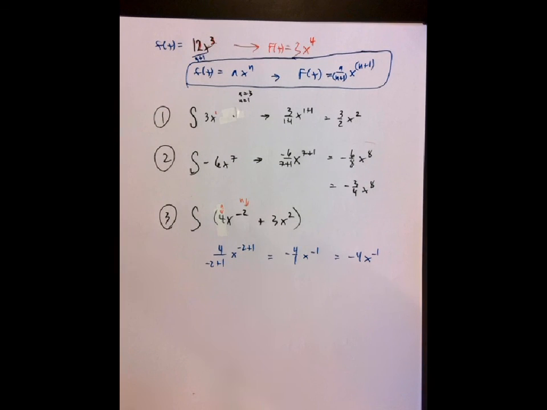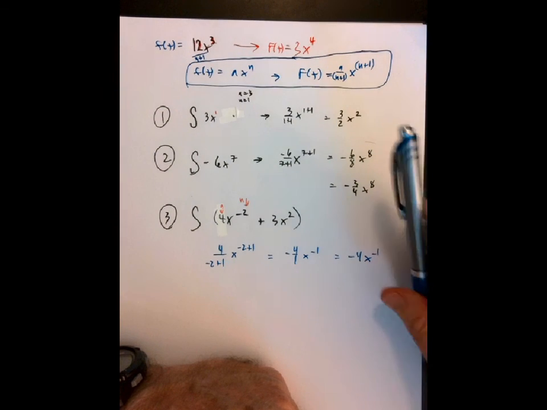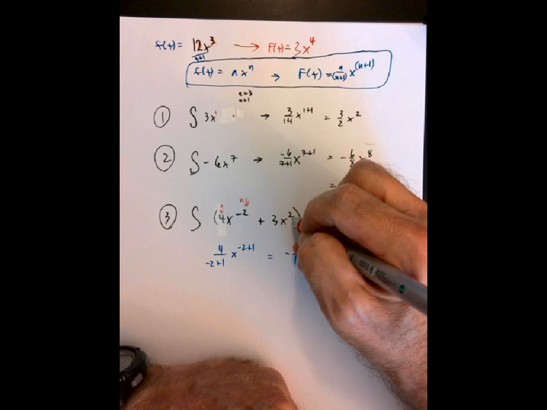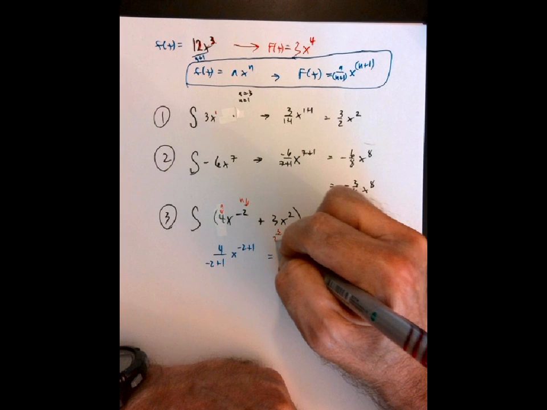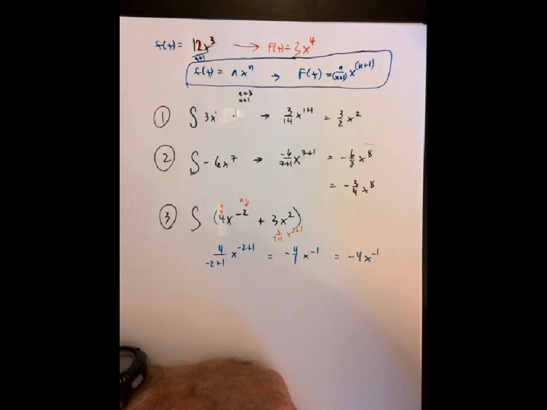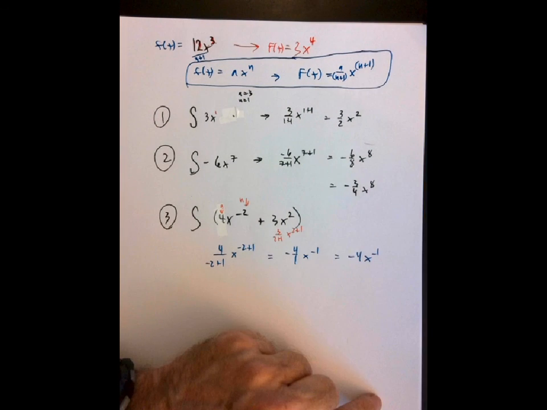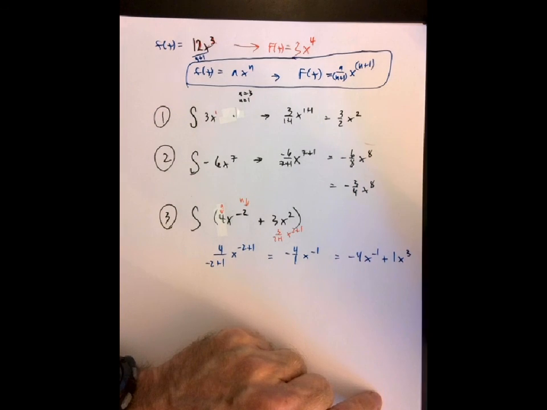Okay, so then here, on the second part, I'll put that here. This is 3 over 2 plus 1 x to the 2 plus 1. 2 plus 1 is 3, so that's 3 over 3. So that is going to be 1x to the 3. 2 plus 1 is 3, right?